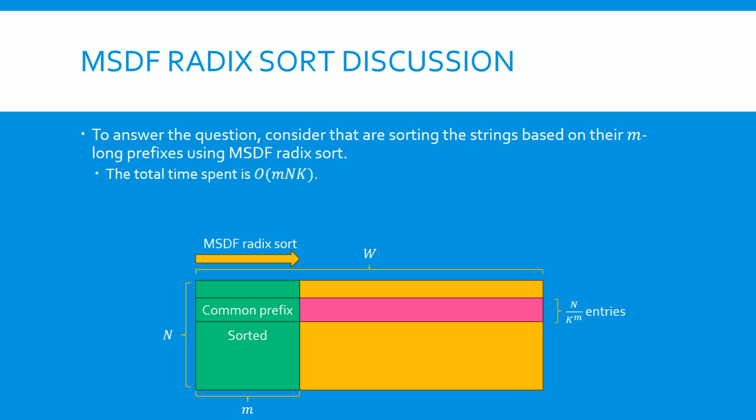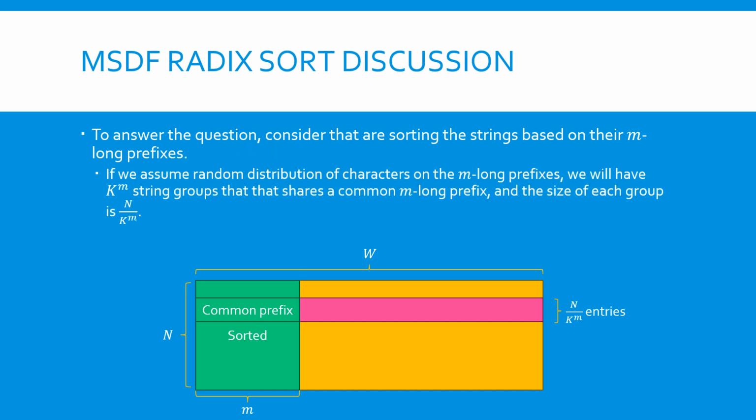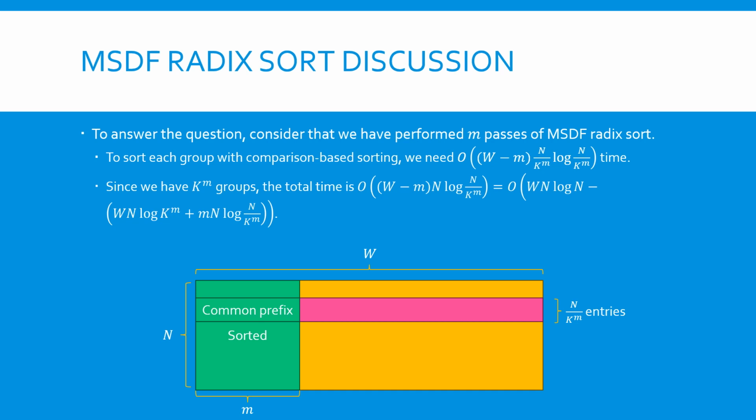Now, say we have used MSDF Radix sort to sort the first m positions of a set of strings. The total time we have spent on this step is O(mNk). If we assume uniform distribution of characters in the entire alphabet, we will now have k to the power of m small groups, and each group contains N over k to the power of m strings on average. To sort each small group using comparison-based sorting, we will need O((W minus m) times N over k to the power of m times log N over k to the power of m) time.